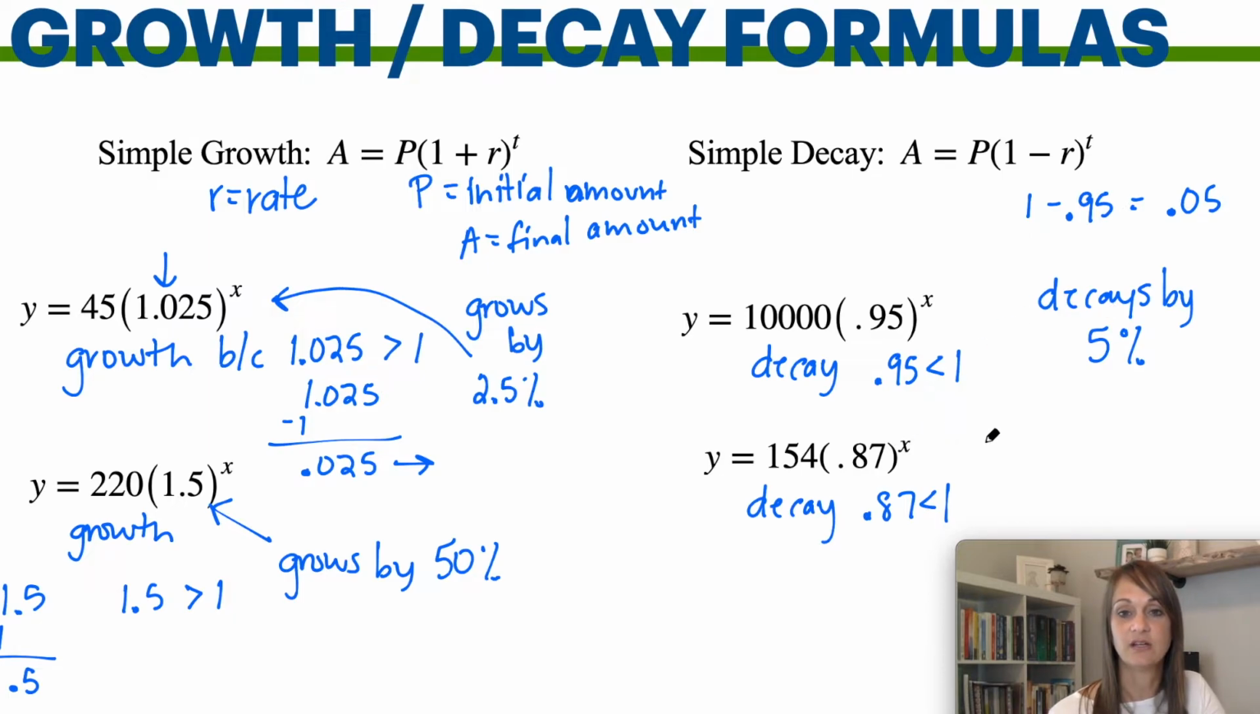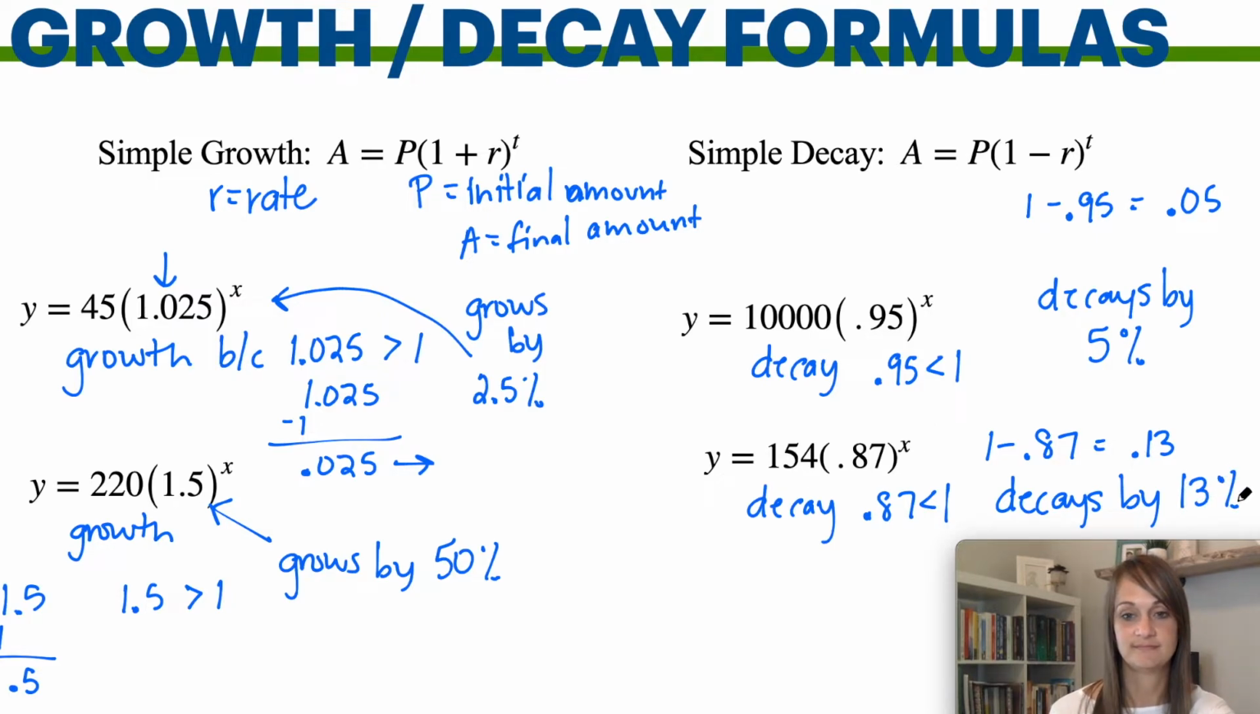Same thing here. If you subtract 1 minus that number, then you would get 0.13, which means this exponential function is decaying by 13%.